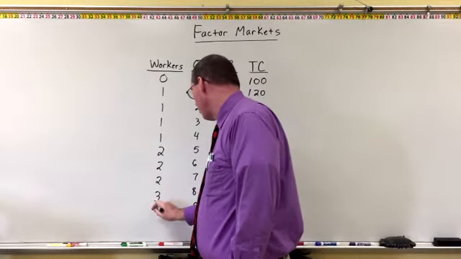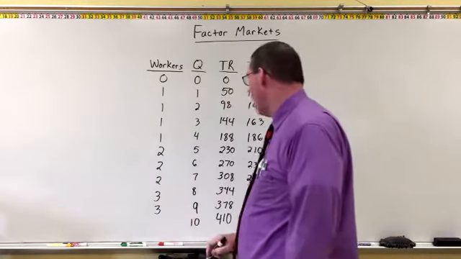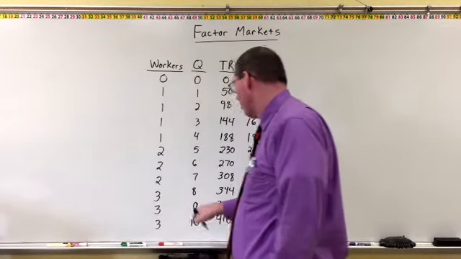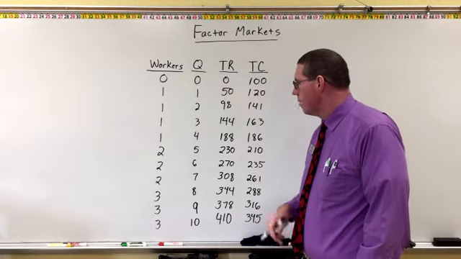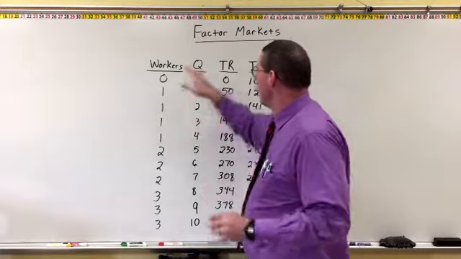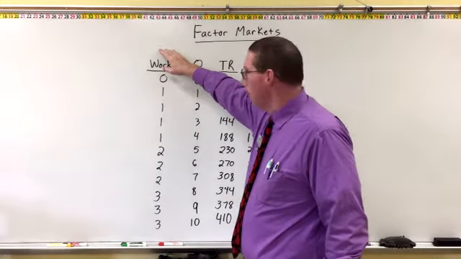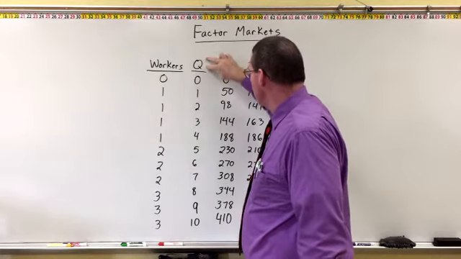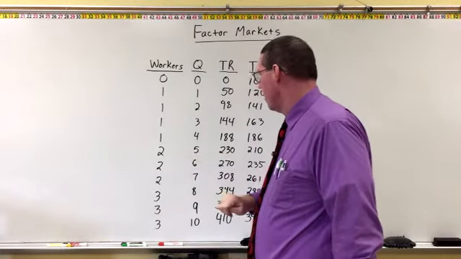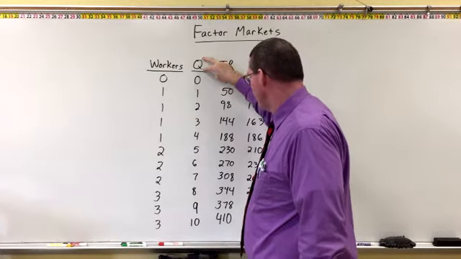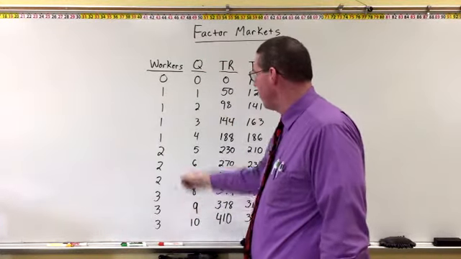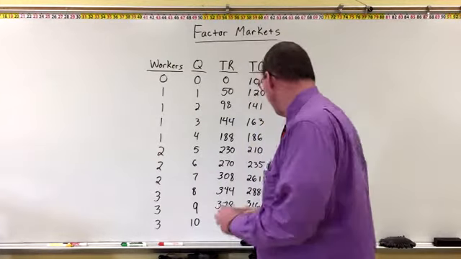And it'll also take 3 workers to produce 9 units, and it'll also take the same 3 workers in order to produce 10 units. And so if you were to ask the question, well, how many workers would I need? That's a dependent variable. How many workers would I need to produce 6 units? The answer would be 2. How many workers would I need to produce 8 units? The answer is 3. So this is the independent variable, and this is the dependent variable.